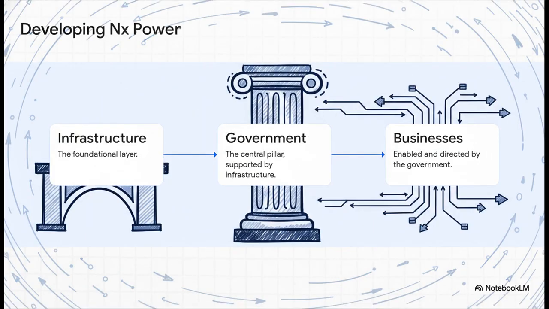But then you look to the right, and it's a completely different story. In the developing NICS model, the government is the central player. Infrastructure is there to support the government, which then directs and manages the businesses. The whole power structure is flipped, with the state at the center instead of big tech and corporations.